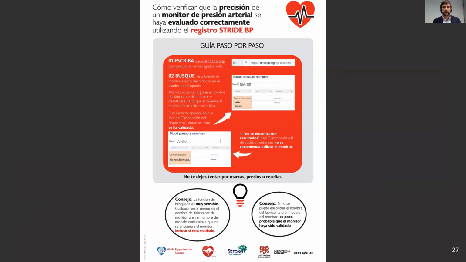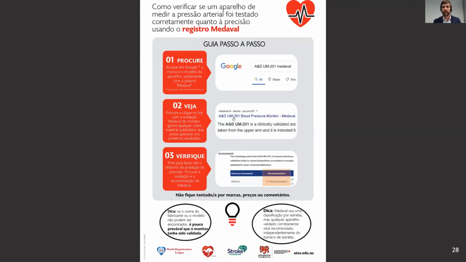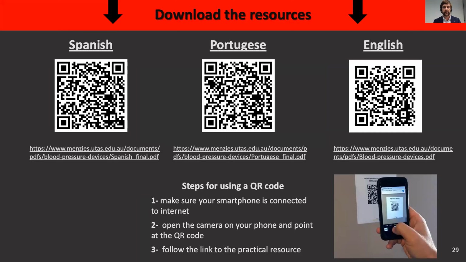So these are just a couple of pictures of the Spanish and the Portuguese, if we go to the next slide, which have been kindly translated by Pedro and Cynthia, which is very much appreciated. And you can download these resources either using the QR code here or the links, which I can provide to everyone later.